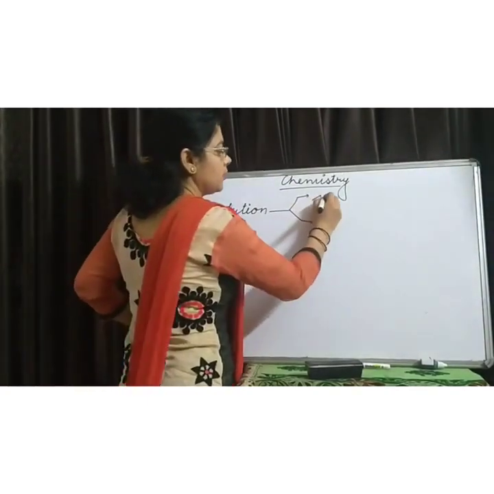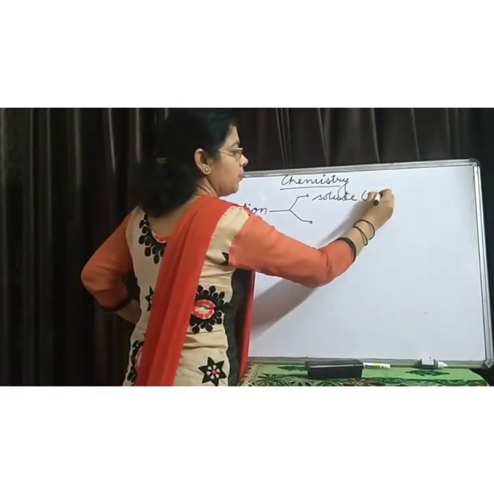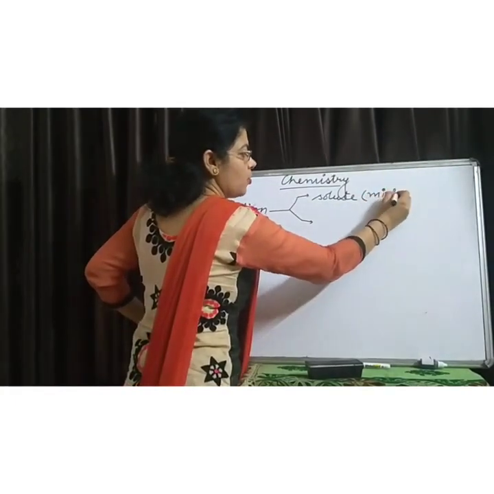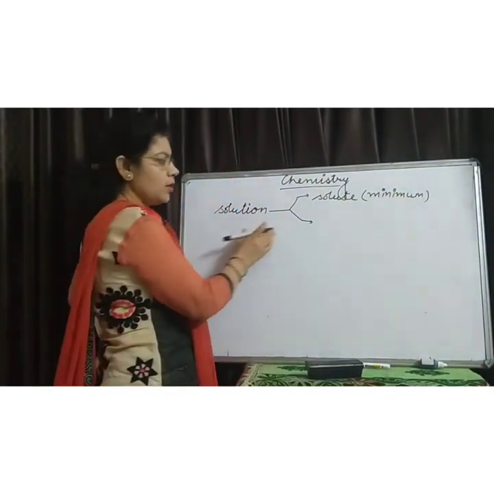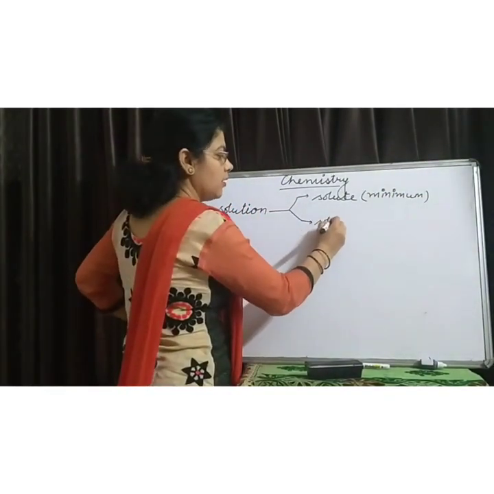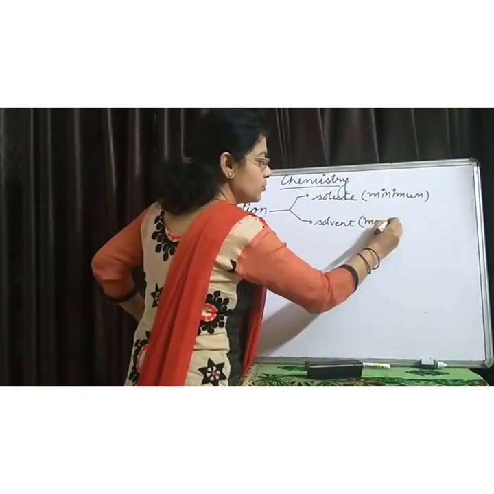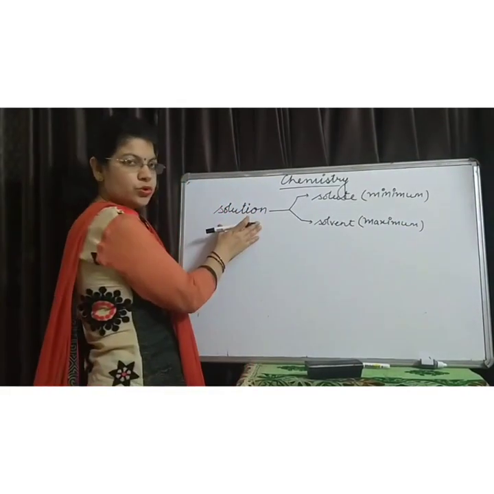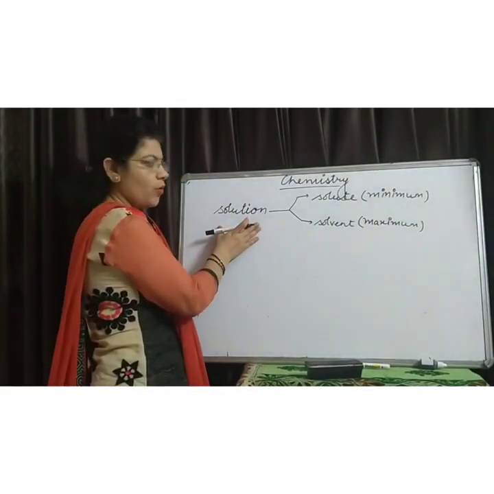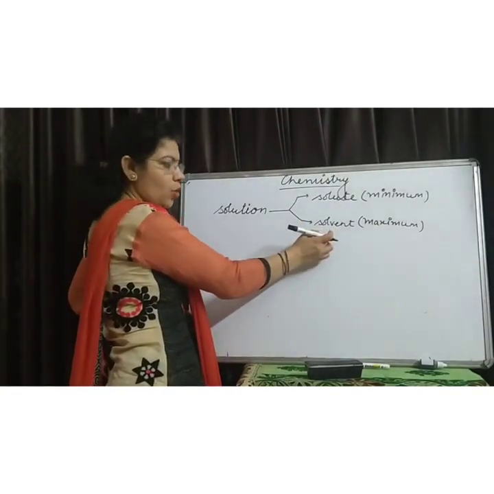One component which is present in lesser amount or in minimum amount is known as solute, and the other component which is present in maximum amount or in higher amount is known as the solvent. A solution consists of two components. One is solute, other is solvent.